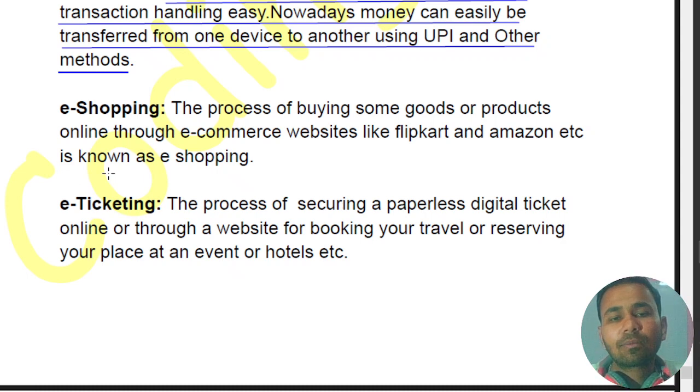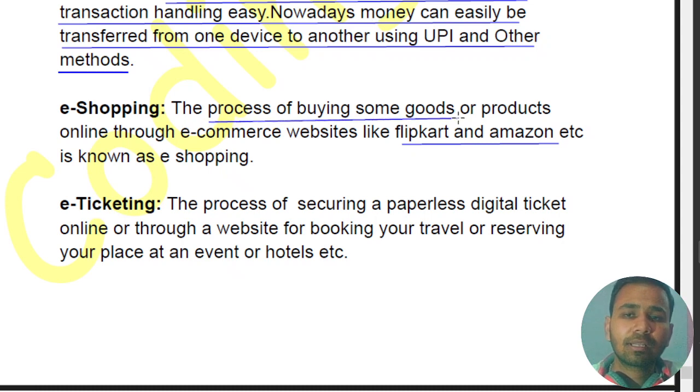We shop for many things online on websites like Flipkart, Amazon, or Snapdeal, or many other websites. We buy many things from there. Each kind of goods is available there, and this is known as e-shopping. E-ticketing, the process of securing a paperless digital ticket online or through a website by booking your travel or reserving your place at an event or a hotel.